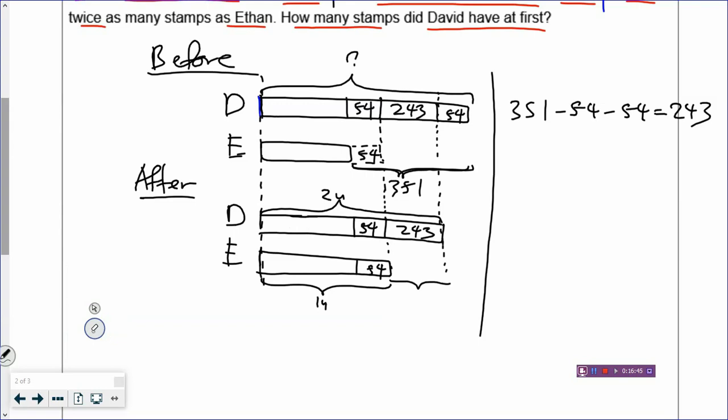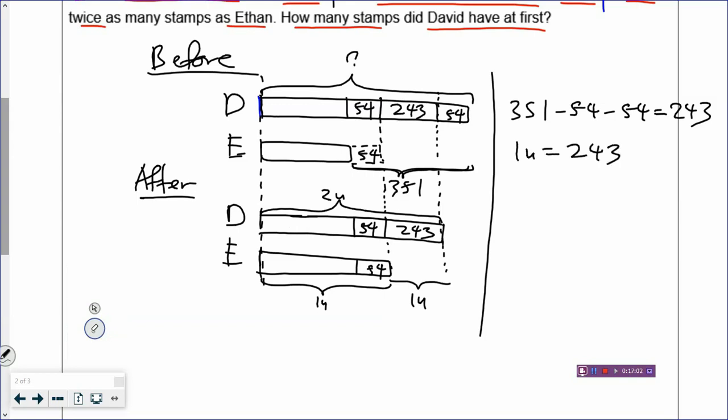And then what do we see? Can you find the difference? When you draw a model, it's always to try to find the difference. So David has 2 units in the end, Eden has 1 unit in the end. So the difference is 1 unit. And now can you see that your 1 unit is 243? So your 1 unit is 243.